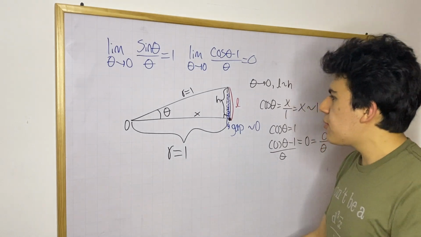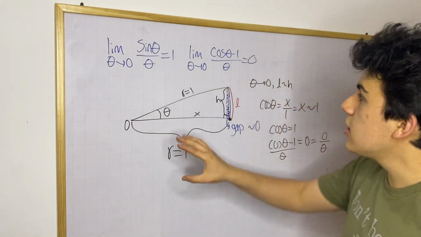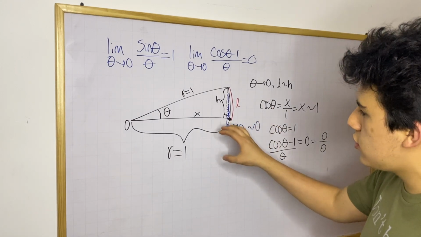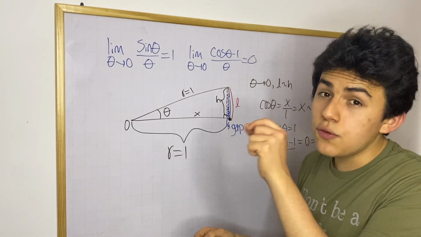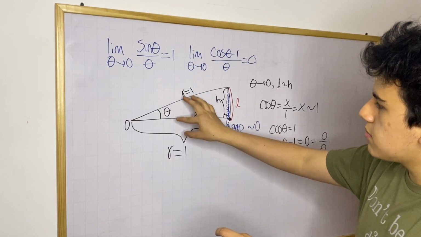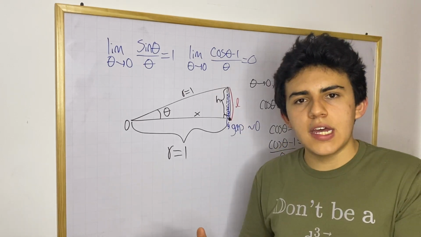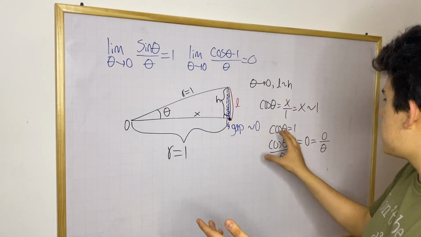So I hope everything has been clear. I hope that you have learned something today. These proofs are very cool because you need to use geometric intuition and you really need to visualize what happens with this gap, and of course, as theta becomes smaller, what happens with H and L. You really need to visualize that in order to understand all of this.